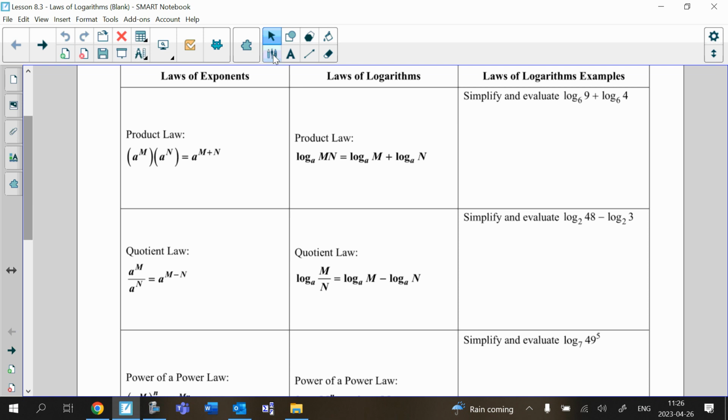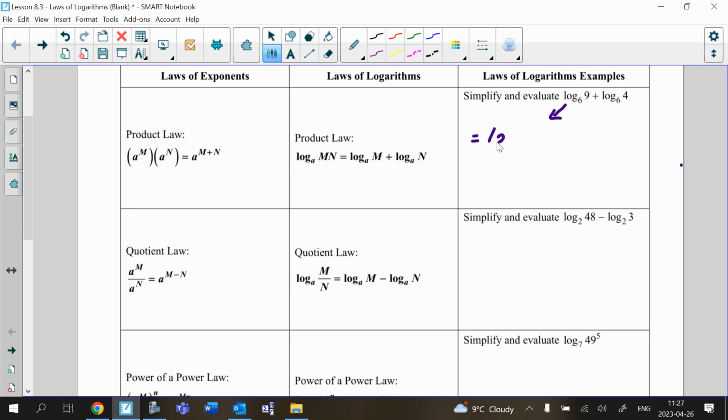As an example, we've got log base 6 of 9 plus log base 6 of 4. You could not do these separately because 6 to the what is 9? You can't do that in your head. I mean, you can do it, but you would need a calculator. However, when we add 2 logs together with the same base, that is the same as log base 6 of multiplying the 2 numbers. With this log law, we go from plus to multiplication, which is the same as the log base 6 of 36.